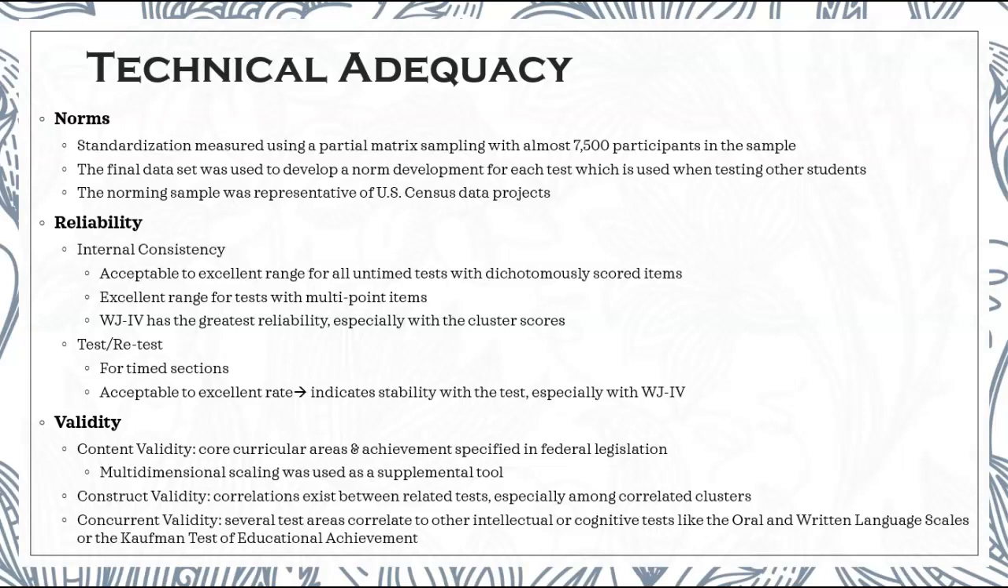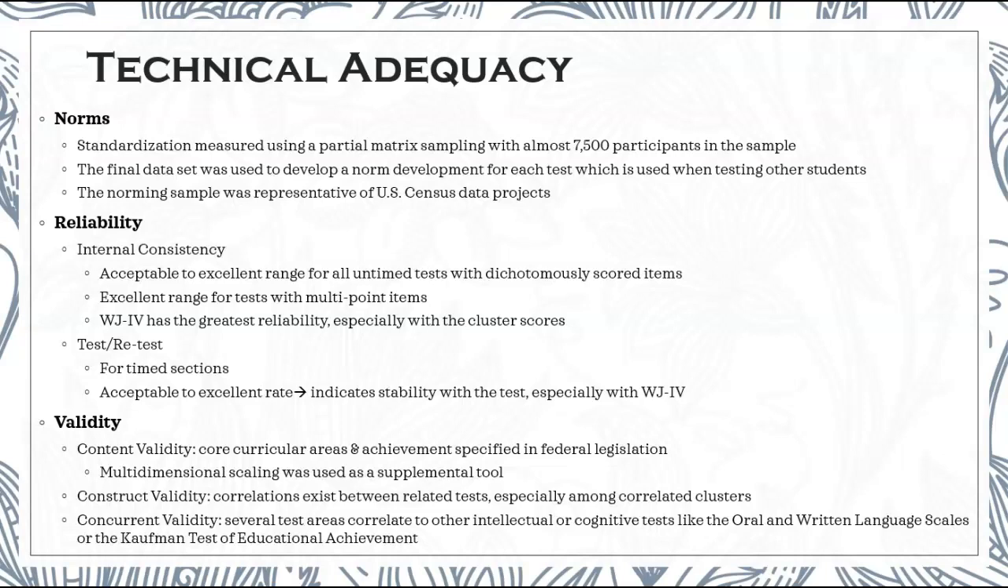Construct validity, there are correlations that exist between related tests, especially among correlated clusters. Kind of more generally, construct validity means that it's testing what it's intended to test. And when we're talking about correlations between related tests, that means that when we're talking about, let's say, being able to do algorithms in math, all of the tests that cover algorithmic functions are all correlated with each other, and they're all designed to test what they intend to test, and they're all testing similar things.